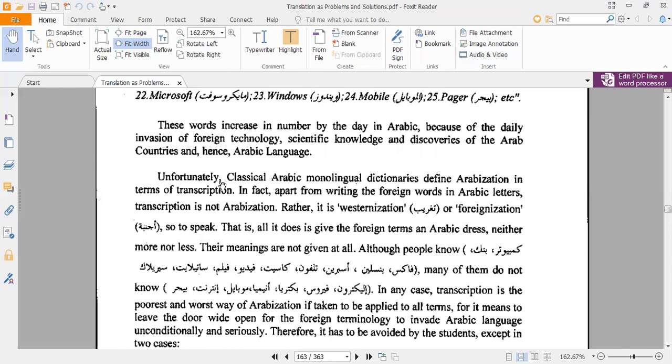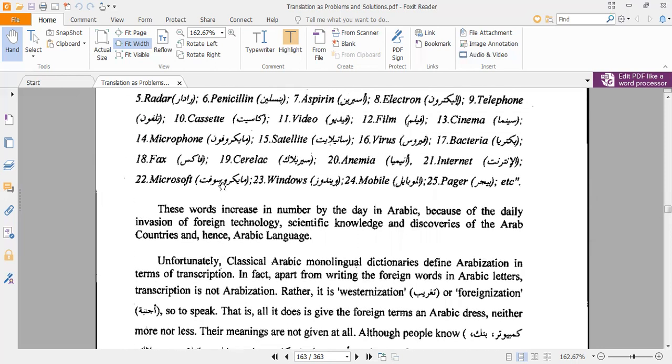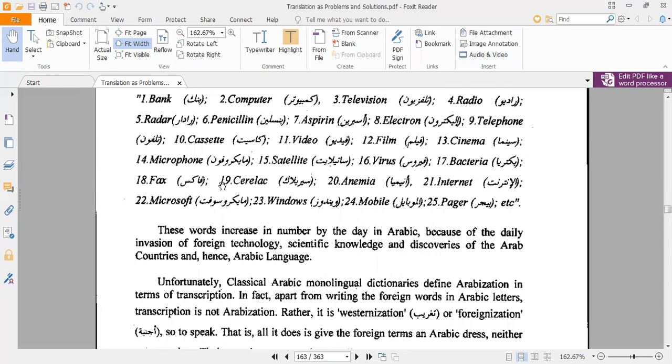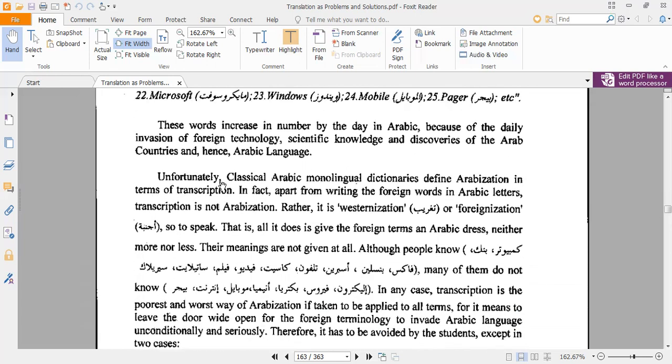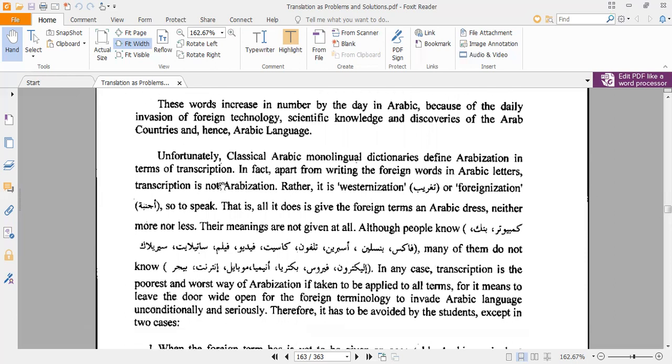Why westernization or foreignization? Actually, because we bring some foreign elements into the Arabic language. يعني أنا now نجي لبنك. أول حاجة هذا عبارة عن كلمة مش موجودة في اللغة العربية. إحنا bring this foreign element, which is bank, into the Arabic dictionary or into the Arabic lexeme. So it is better to refer to transcription as a foreignization technique or westernization technique, not an Arabization technique. I hope this point is clear. Okay.